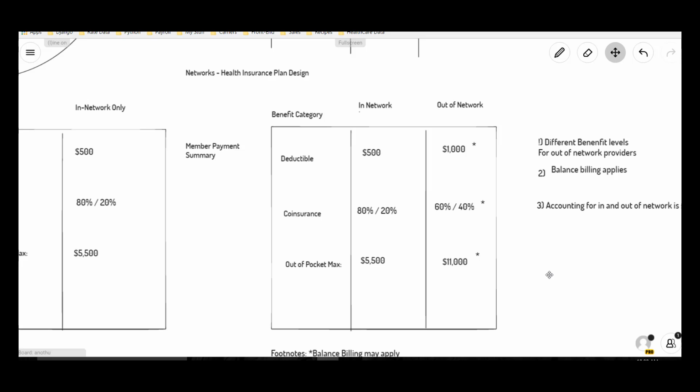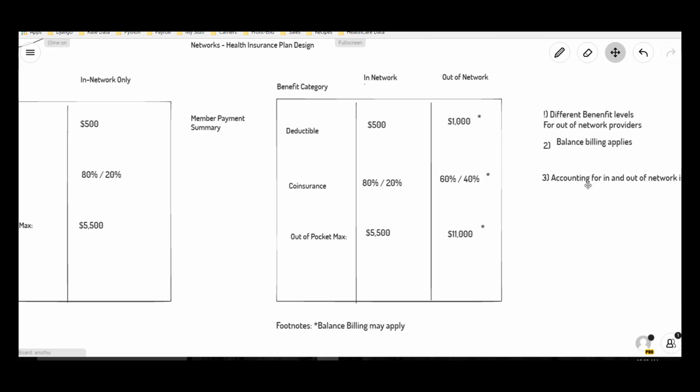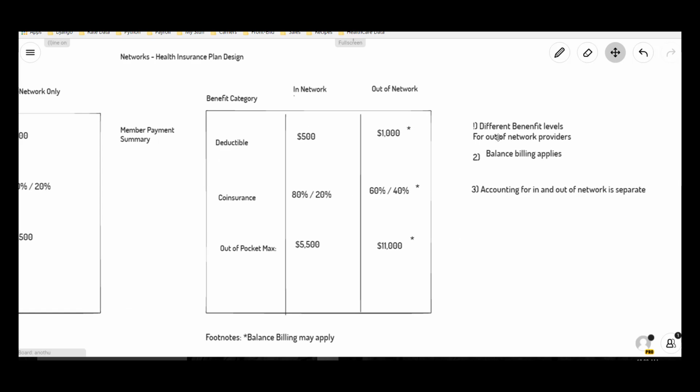So key things to note is that there's different benefit levels for in-network and out-of-network services if your plan allows for an out-of-network provision. Balance billing applies to out-of-network services only, and the balance billing applies to the member. The health insurance plan will only pay their negotiated contract rate whether you go in-network or out-of-network, and then the accounting for the in-network and out-of-network services is separate.